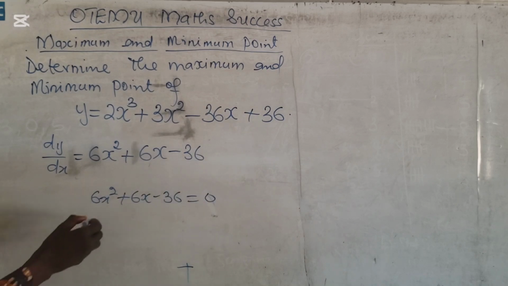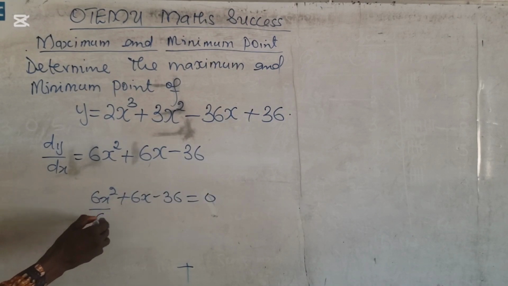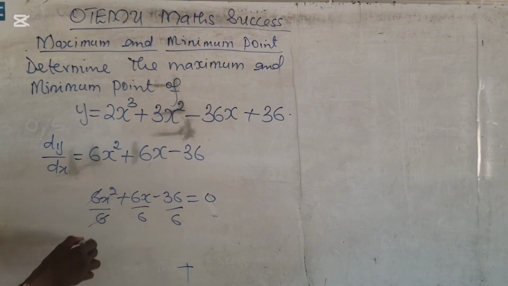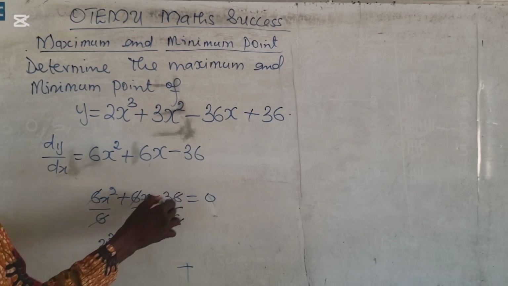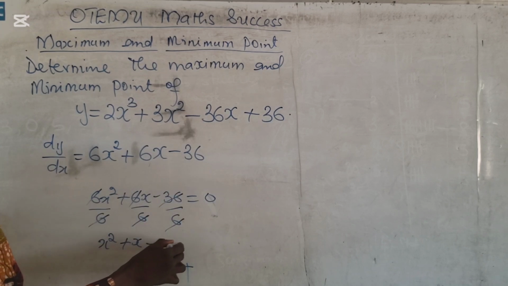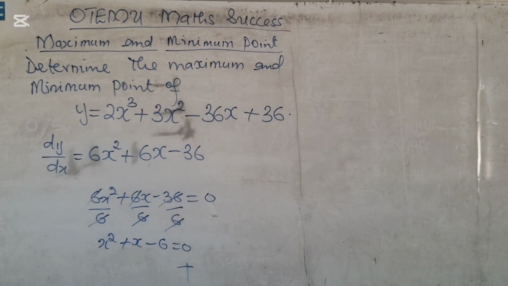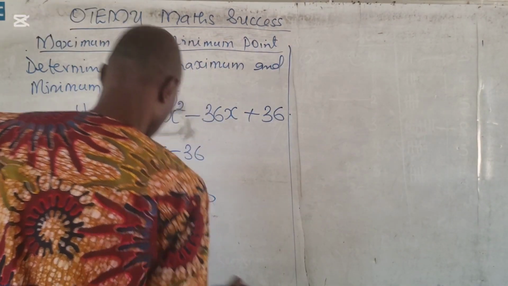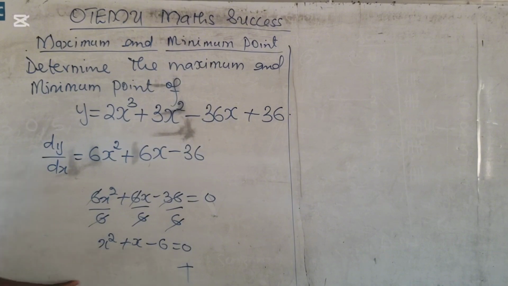Okay, let us reduce the expression first. Divide through by 6, because 6 can go through. This will cancel this. You are left with x squared. This will cancel this. You have plus x. This will cancel this. You have minus 6 is equal to 0. So now, after I've done that, we solve quadratically. What are the roots of this expression?